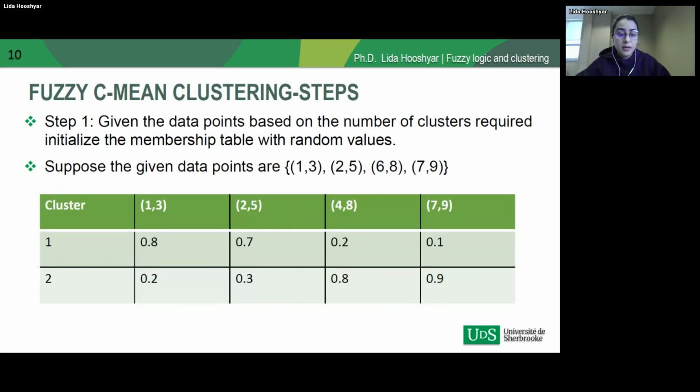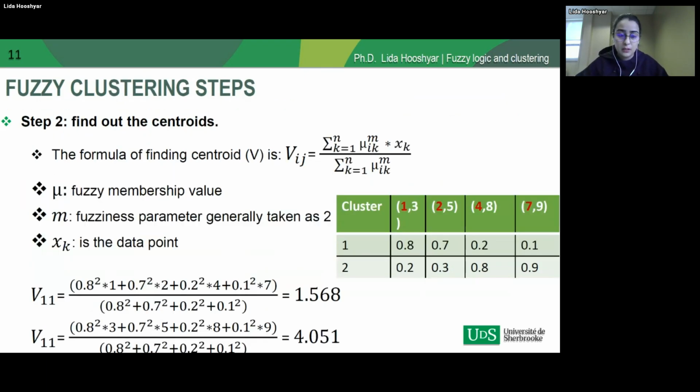I have provided a numerical example. Suppose we have 4 points that we are going to cluster into 2 clusters, which I have shown with the numbers 1 and 2. The algorithm starts with some random membership degrees, like for the first point, for example. The membership degree of belonging to cluster 1 is 0.8, and the membership degree that this point belongs to cluster 2 is 0.2, and so on. For all of the points, they have membership degrees showing how they belong to each cluster.